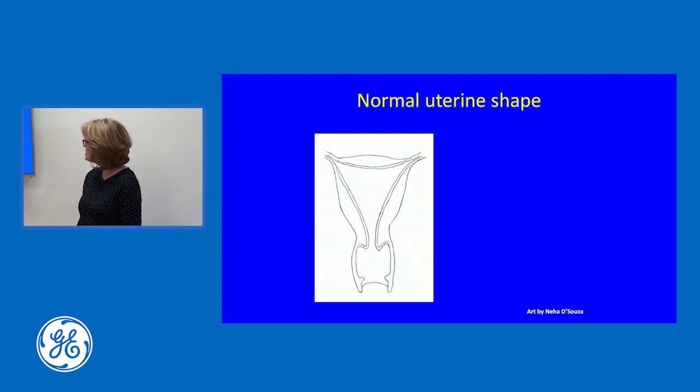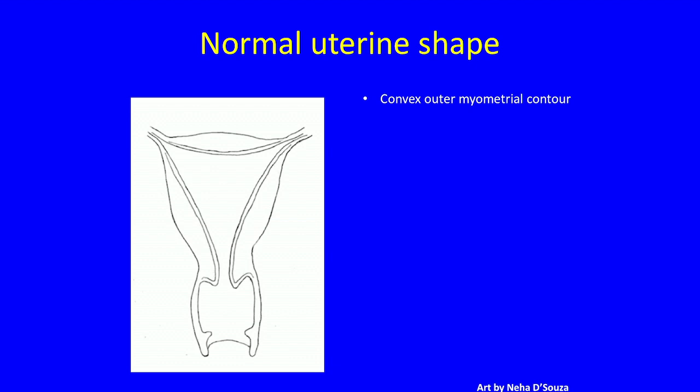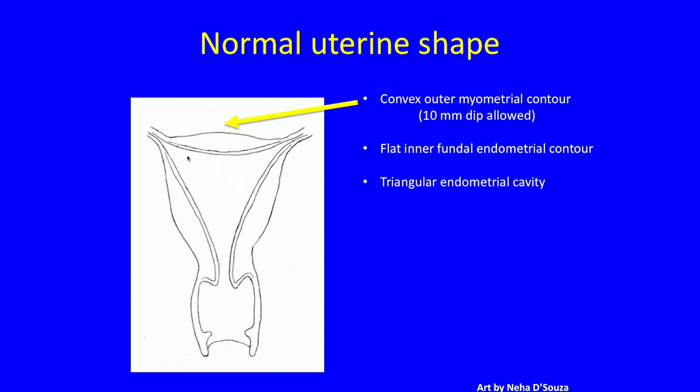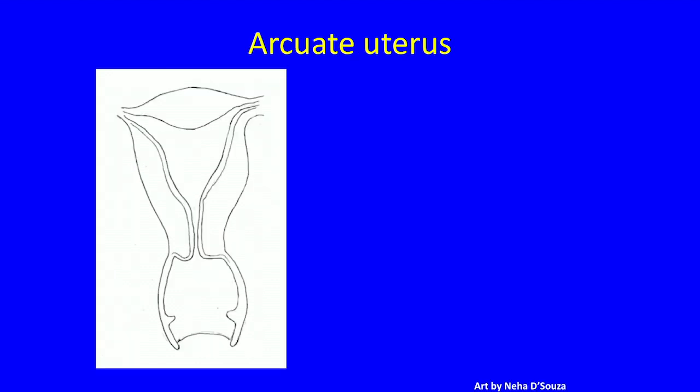A normal uterine shape has a convex outer myometrial contour. This is the coronal view, and it's just a diagram to show you the details. Convex outer myometrial contour, but you're allowed a 10 millimeter dip in there. If you have a 10 millimeter dip, it is still considered convex. The inner myometrial contour is flat, and you end up therefore with a triangular endometrial cavity. There are two interstitial portions of the fallopian tube, one on that side and one on that side. That was a normal uterus.